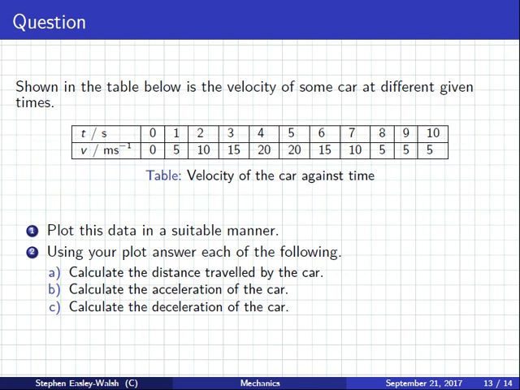Okay, now for this question, we have to be neat when we draw the graph because we're going to use the graph to calculate some things. So shown in the table below is the velocity of a car at different times. So the car begins at rest, then the car accelerates, travels at a constant speed, then decelerates down to 5 meters per second. So what I want us to do is to first plot this, and then once we have the plot, we'll answer some questions. Okay, so if you can draw this now, and then I'll draw it in a moment.